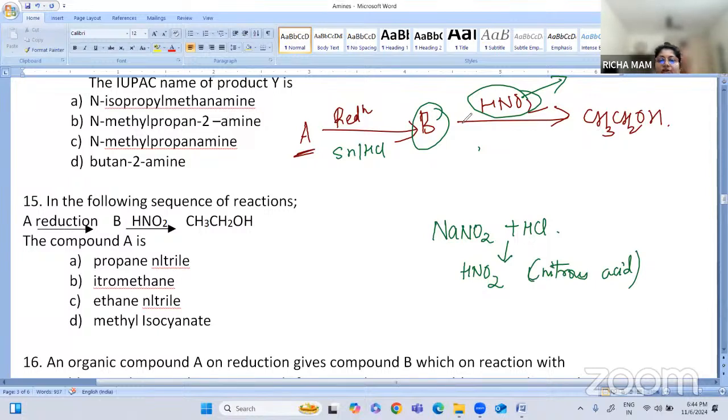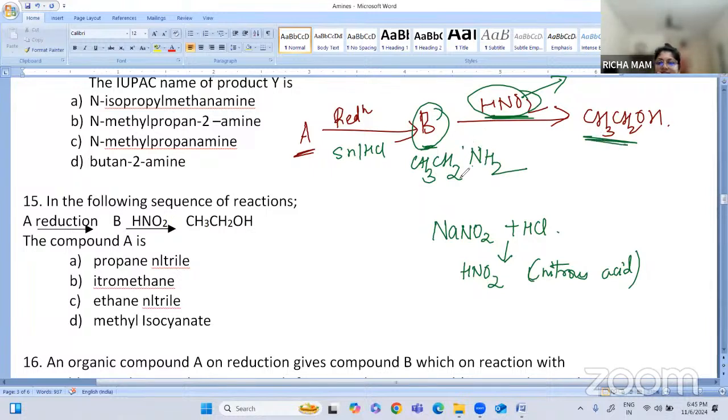So here in your B, there should be an aniline group, because diazotization can only be done on amines, right? On the amines. So containing NH2. So here in your B, NH2 should be present. So NH2, and you are going to get CH3, CH2, NH2. So these two will be the same.